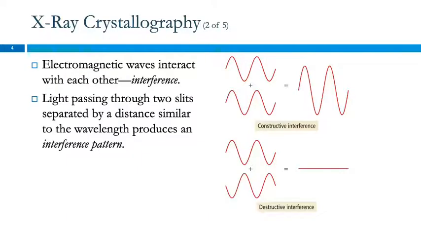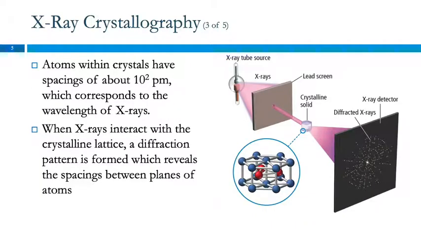Well, X-ray crystallography is a technique that has made a lot of that possible. So if you remember, X-rays are electromagnetic radiation, just like visible light, but at a higher energy, and electromagnetic waves can interact with each other and form constructive interference or destructive interference. And if light passes through two slits, you can get an interference pattern that's produced. So in X-ray crystallography, we take advantage of that.